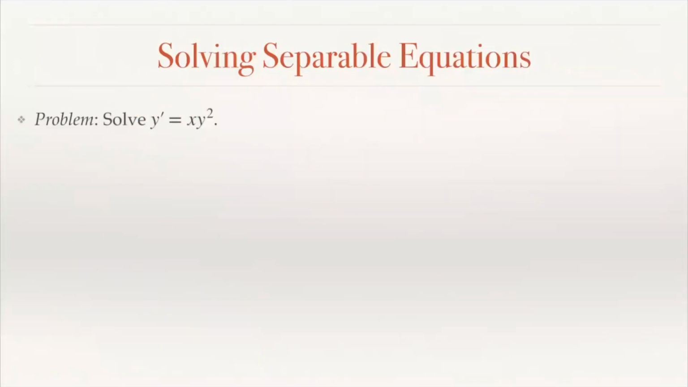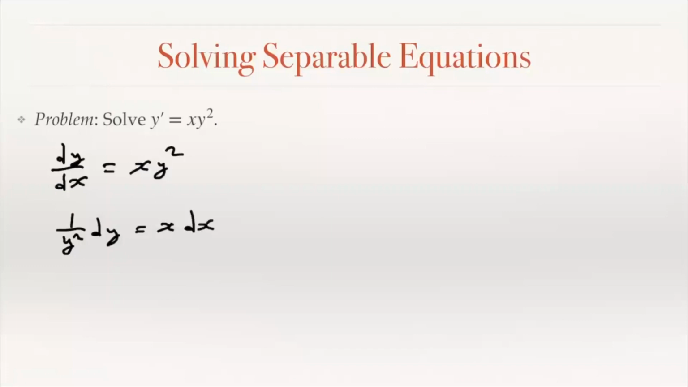Okay, so you try your hand. Go ahead and find the general solution to this differential equation. Pause the video. All right, so dy dx, always write the y prime as dy dx, is xy squared. We separate: 1 over y squared dy is x dx. Fully separated. Can't emphasize that enough. You have to fully separate before you integrate both sides.